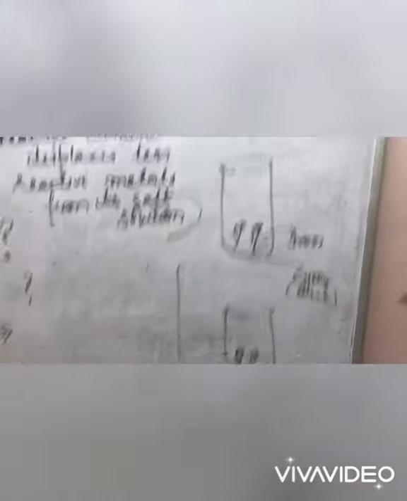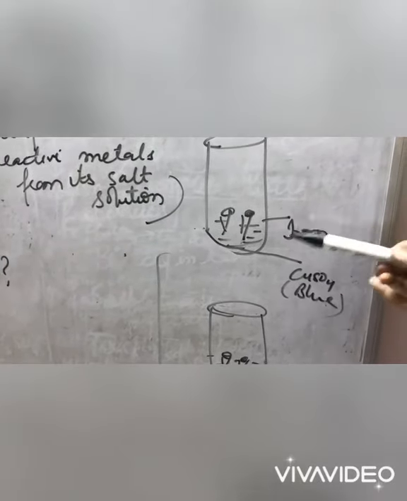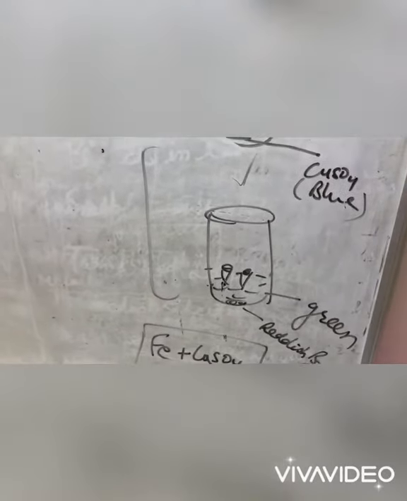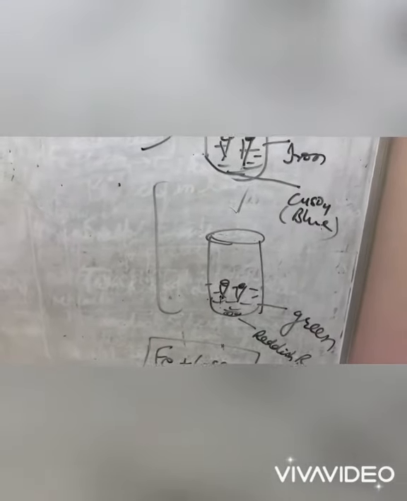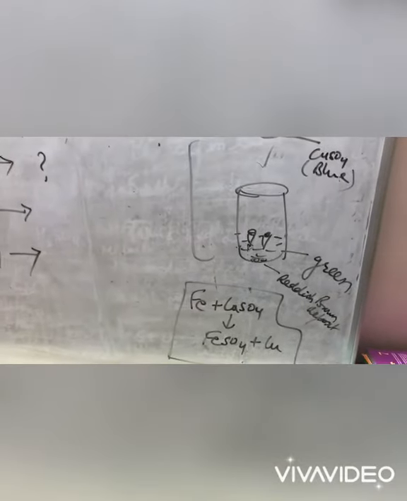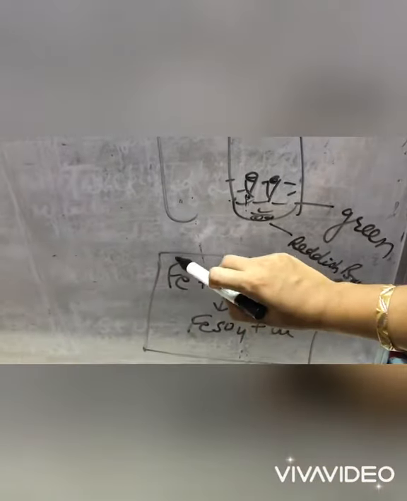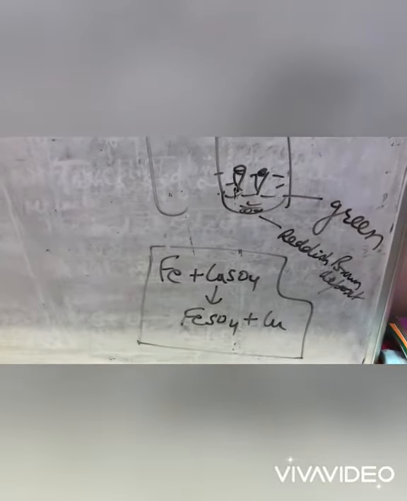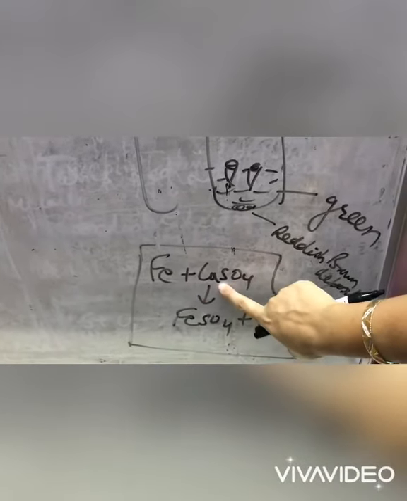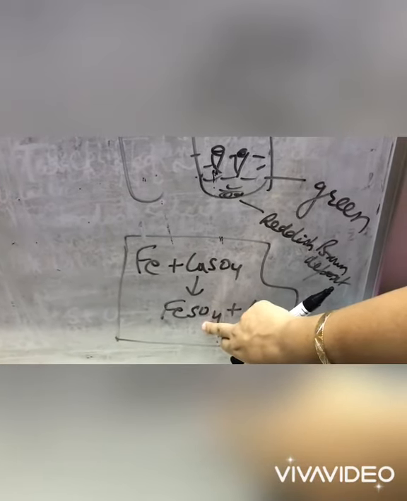In this activity, we put some iron nails in the copper sulfate solution, which is blue in color, and after some time you will see the change. What's the change here? This blue solution will turn into a green solution. But why has this happened? Because there is a displacement reaction. Iron is more reactive as compared to copper, so iron displaces copper from its salt solution and the color of the solution will be green.